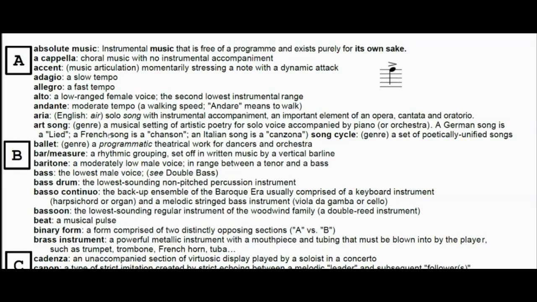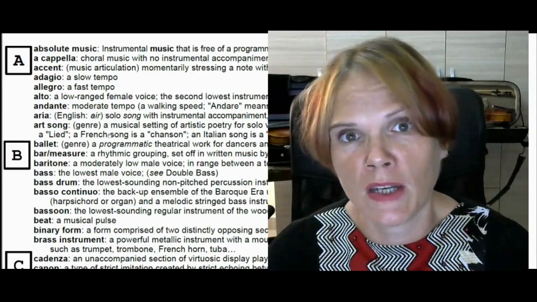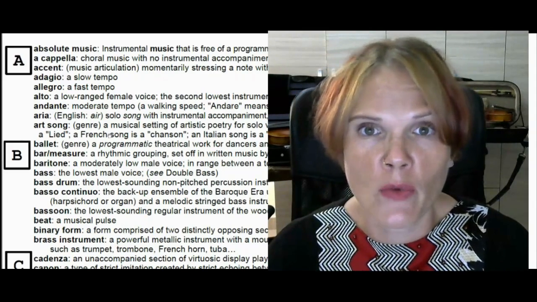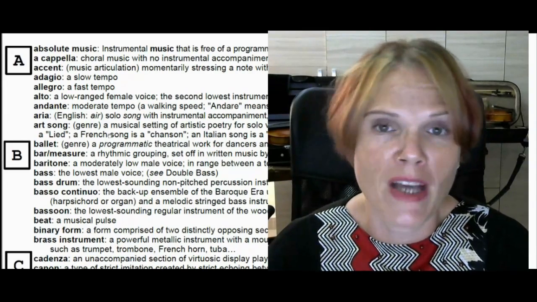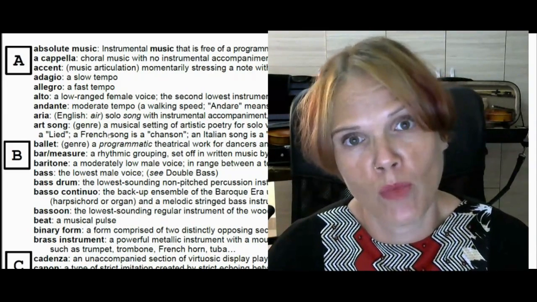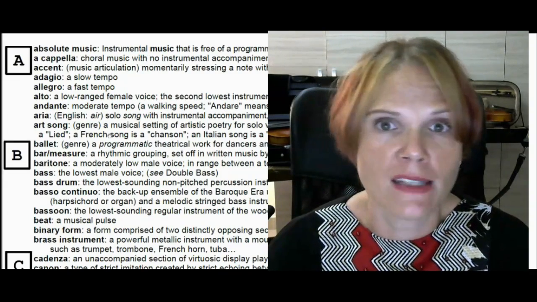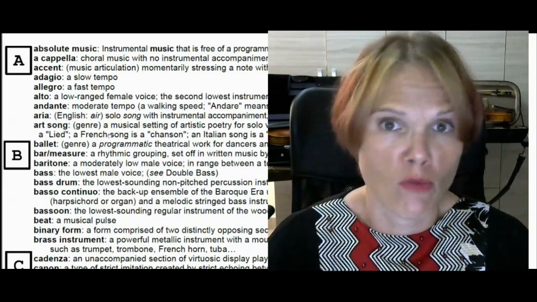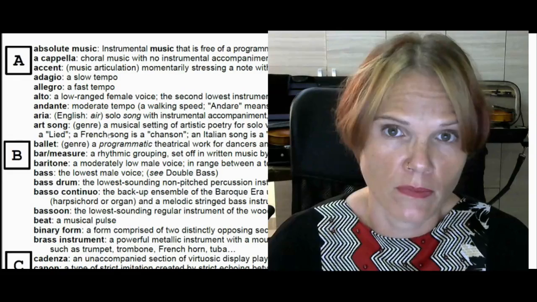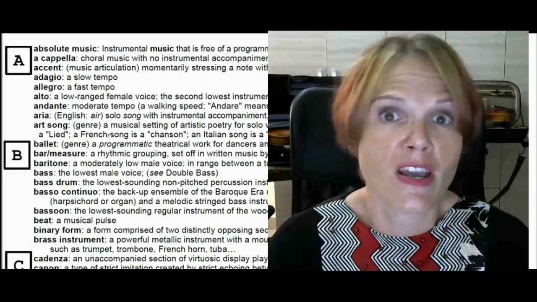Aria, in English air, is a solo song with instrumental accompaniment, an important element of an opera or a cantata or an oratorio. So I say like the aria of the Queen of the Night from the Magic Flute opera composed by Mozart. It's like a movement. Like the classical symphony consists of 4 movements, as we learned. Or a concerto consists of 3 movements.